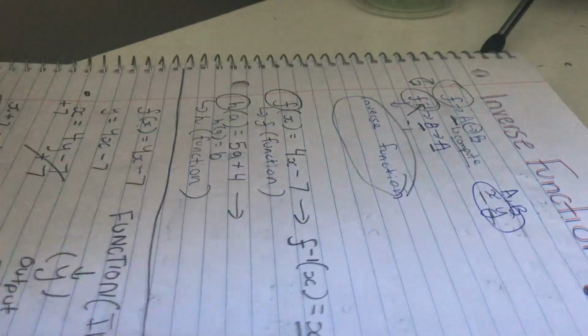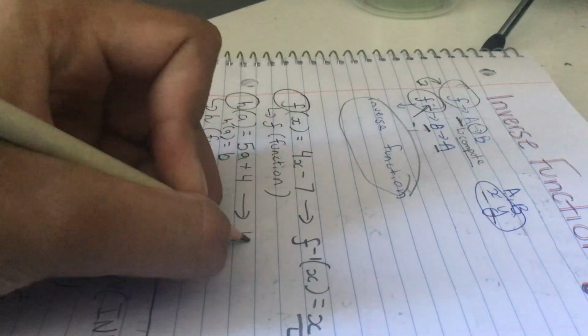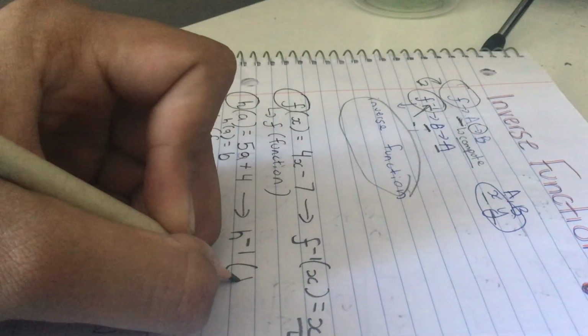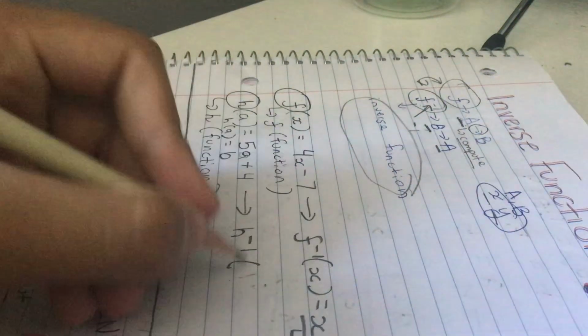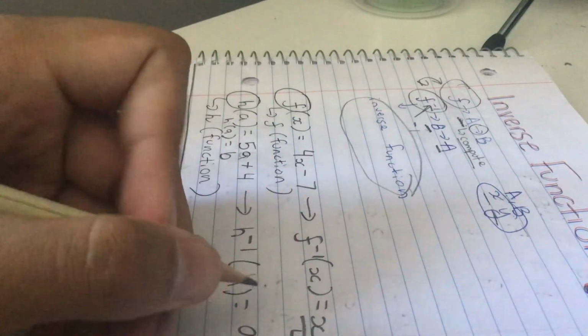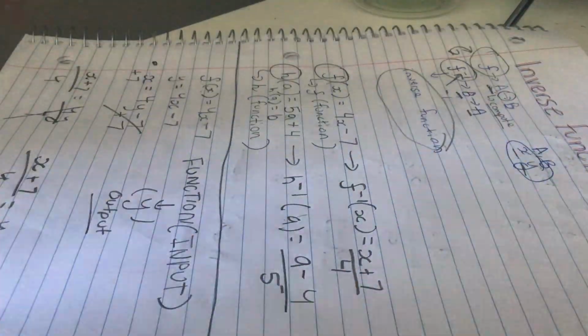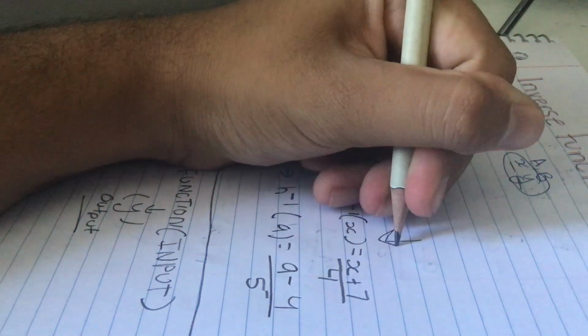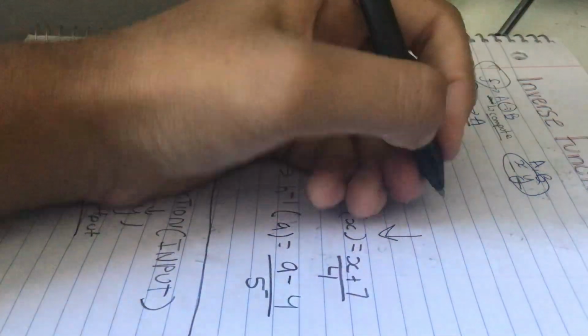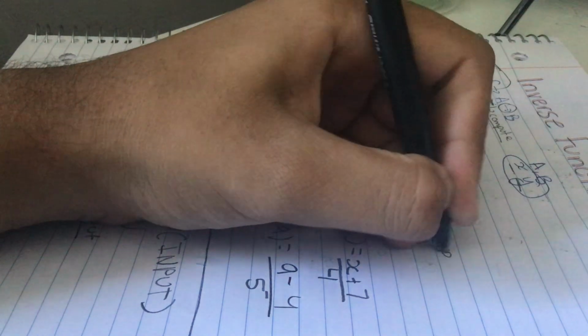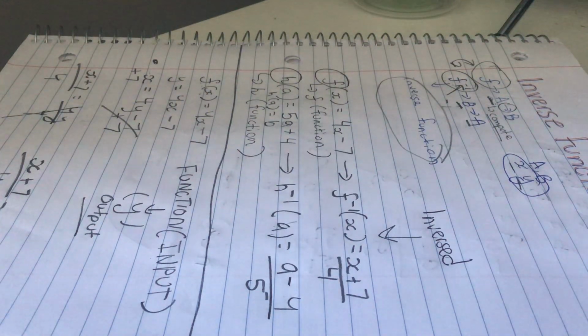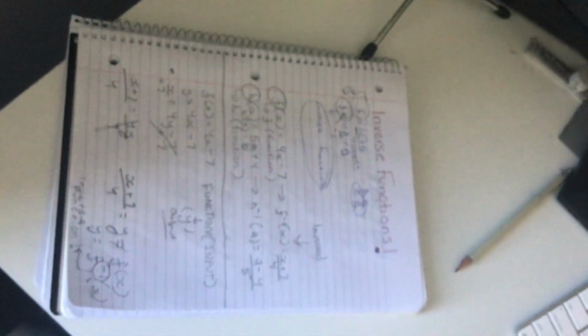So if I go back over here, it's going to be h minus 1 of a, which is going to be a minus 4 over 5. Just double checking here. Yep. So those are the two functions inversed. If you want to see this a little bit better, here you go. And yeah, that is it.